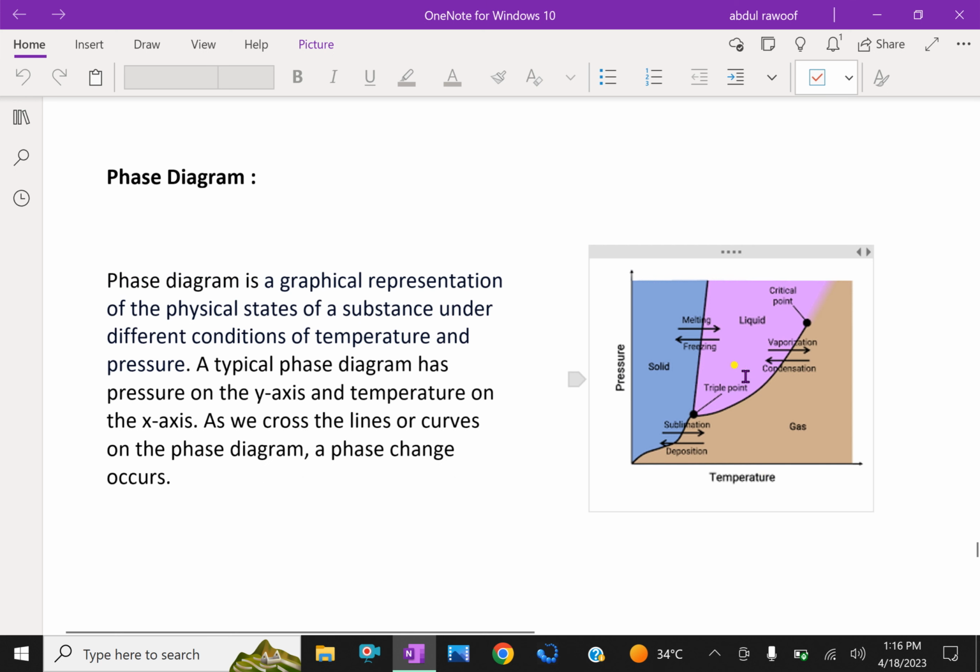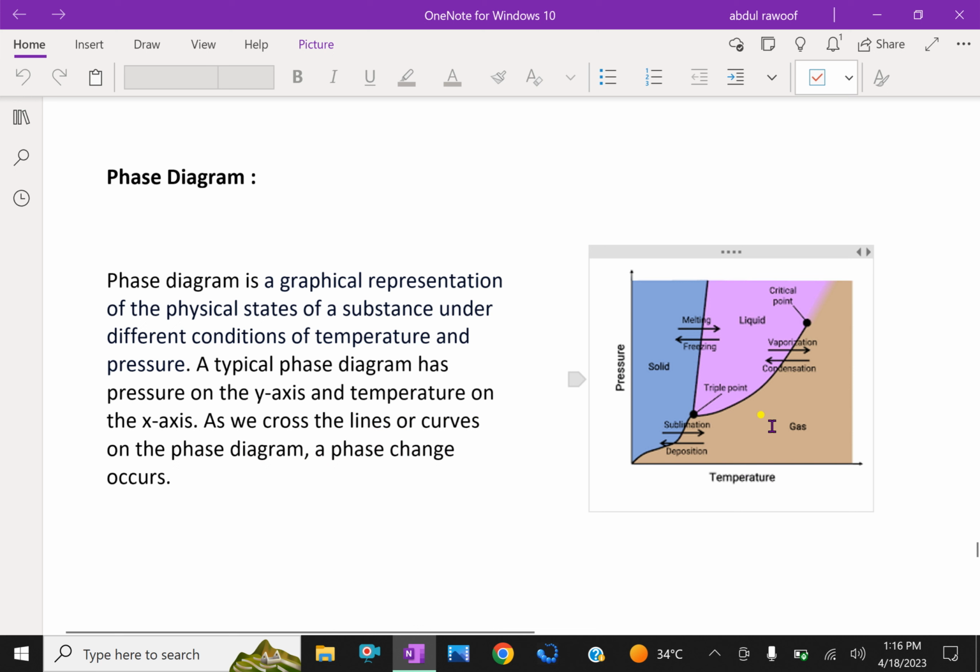Next, the phase diagram. A phase diagram is a graphical representation of the physical state of a substance under different conditions of temperature and pressure. A typical phase diagram has pressure on the y-axis and temperature on the x-axis. As we cross a line or curve on the phase diagram, a phase change occurs. Here, this is a curve.